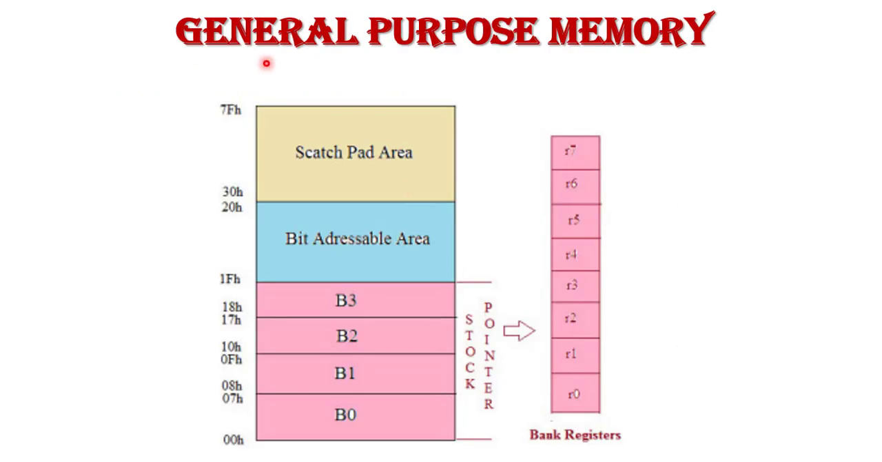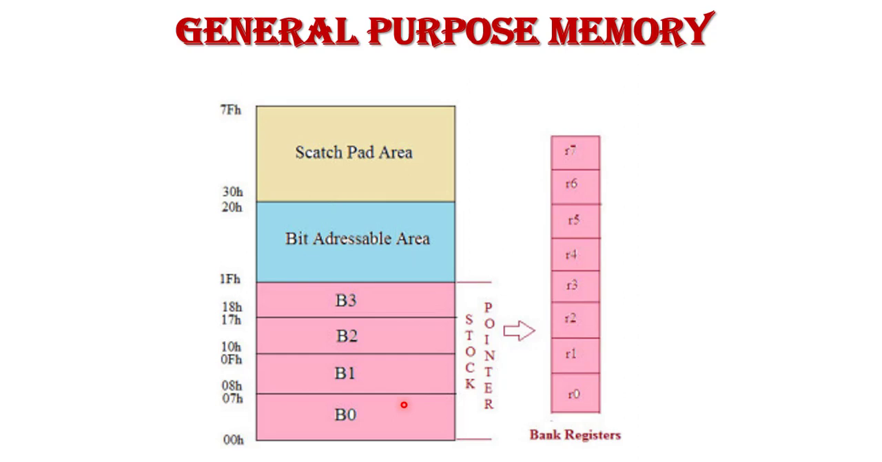So here I first give a brief introduction of general purpose memory or general purpose register. The 128 byte area of RAM is allotted for general purpose memory. This starts from 00H to 7FH. This general purpose memory area is divided into three parts. The first part is called the register bank area, the second part is called the bit addressable area, and the third part is called the scratch pad area.